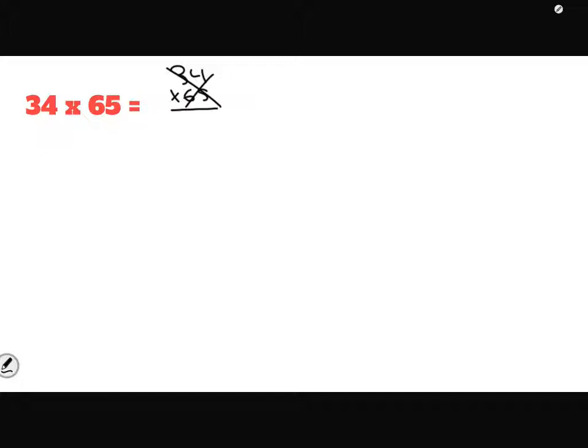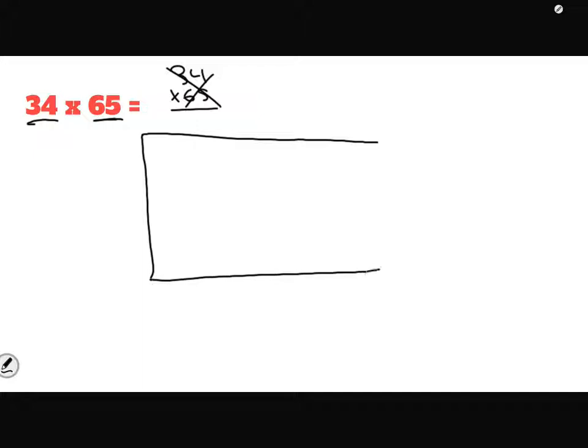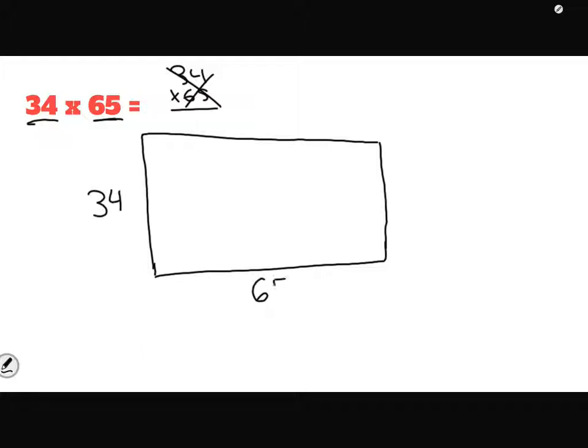Now, I'm noticing that 65 is much bigger than 34. So when I make this, I'm going to make it like a rectangle. 65 on top, 34. Okay? I'm hoping that we're realizing that this side is the 34, and this is the 65. So again, there's my 34. And this whole thing is 65, okay?